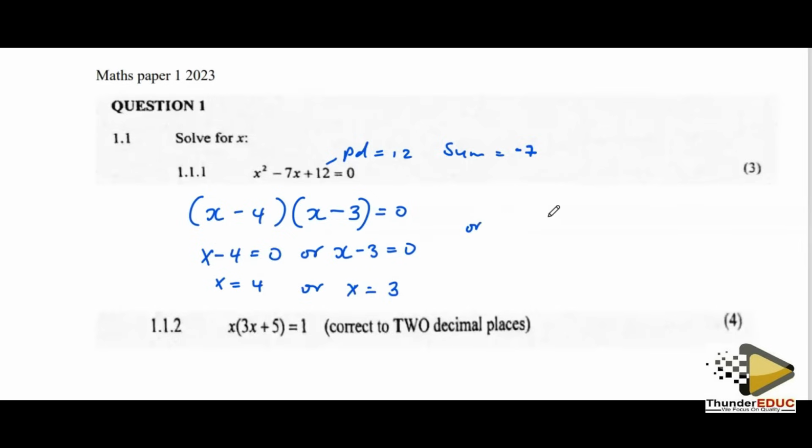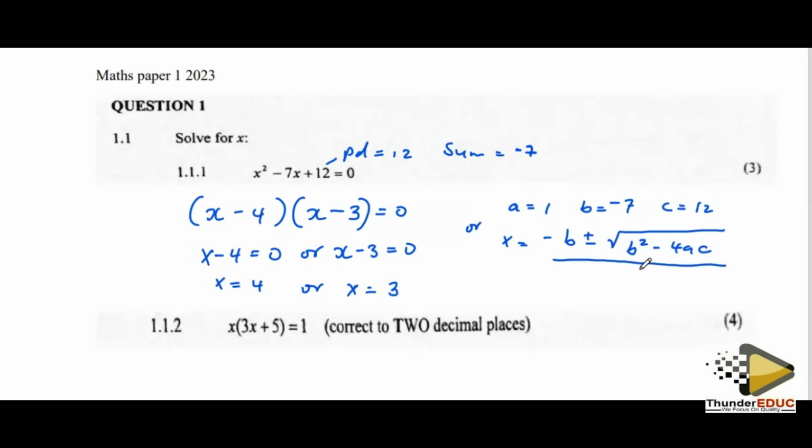Alternatively, someone can also use the quadratic formula whereby your a is 1, your b is negative 7, and then your c is 12. And then all you have to do is substitute. Negative b plus minus the square root of b squared minus 4ac, everything is divided by 2a. And then when you substitute these values into the formula, you should be able to get the same answers.